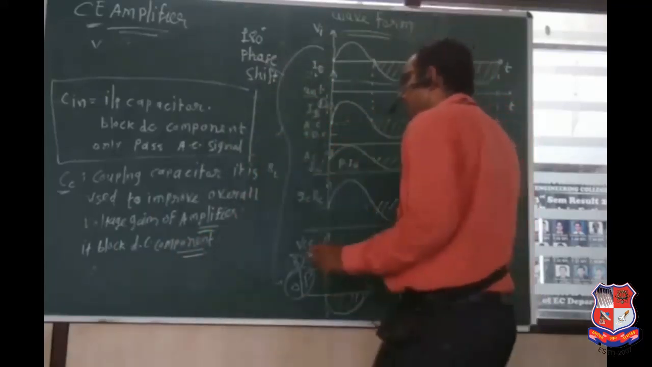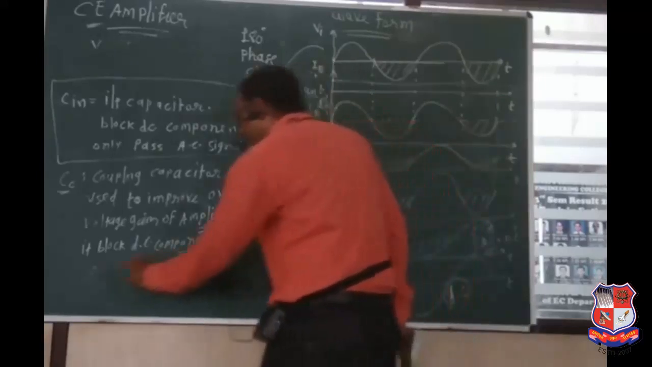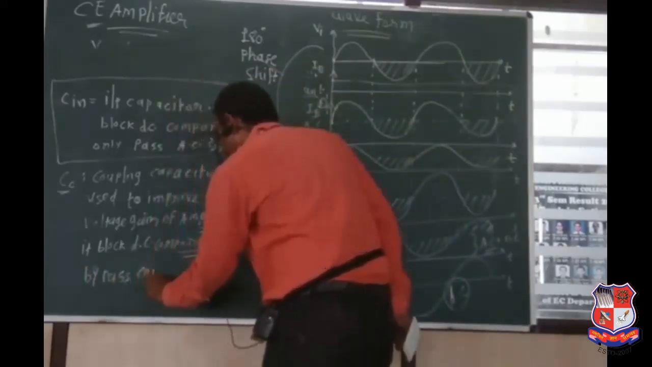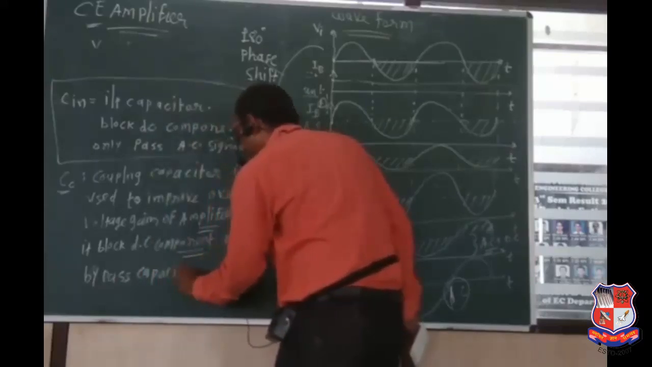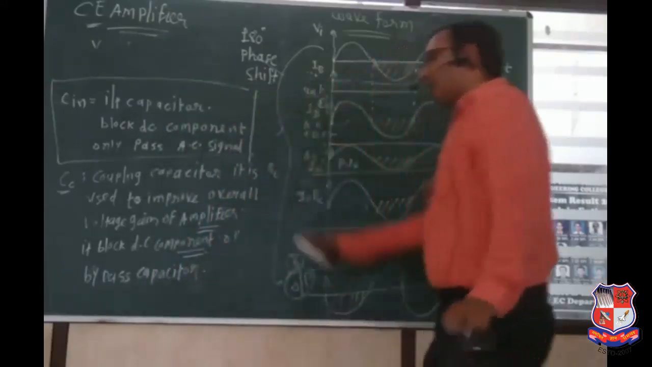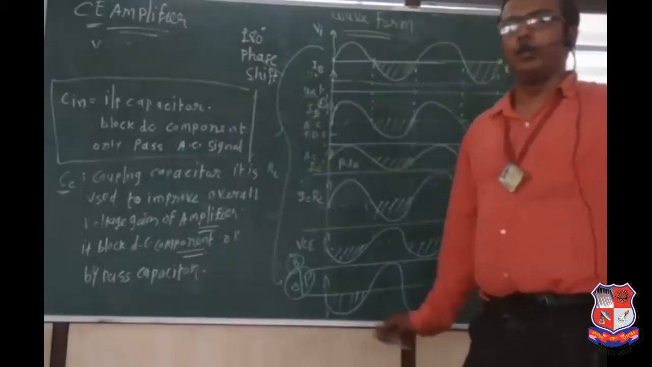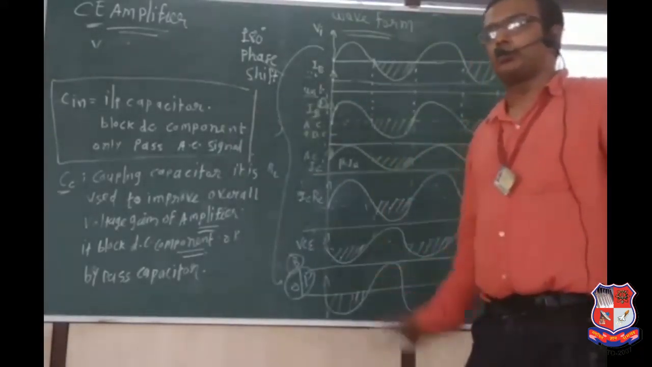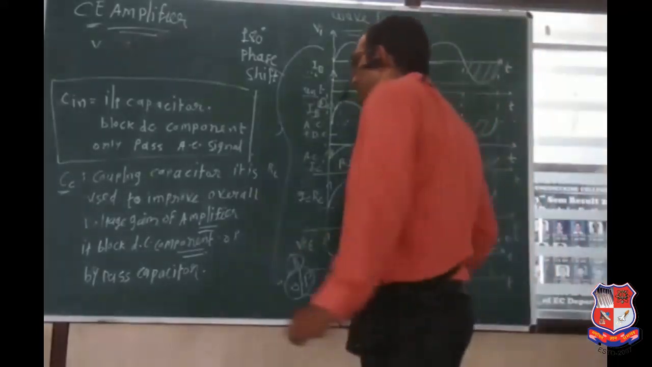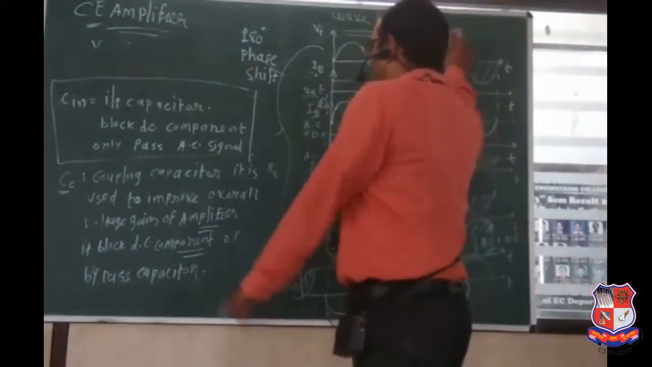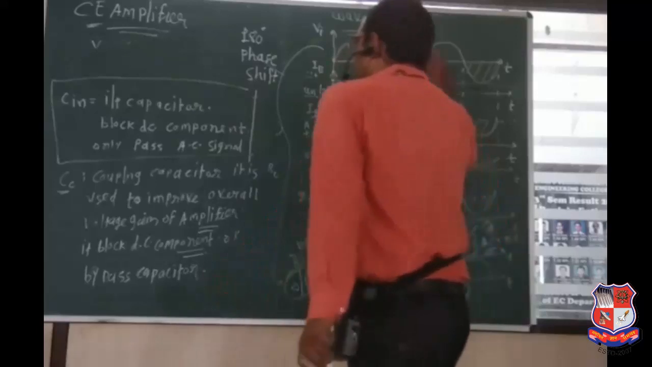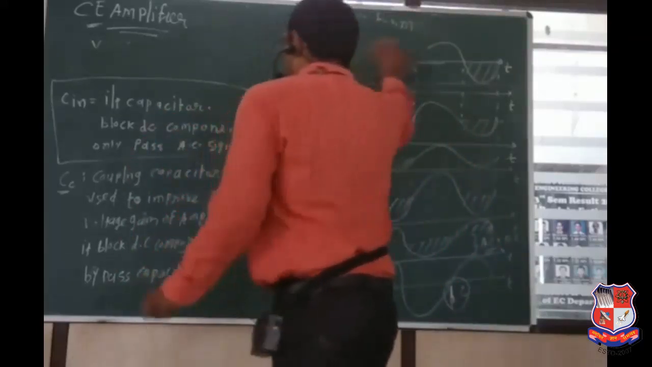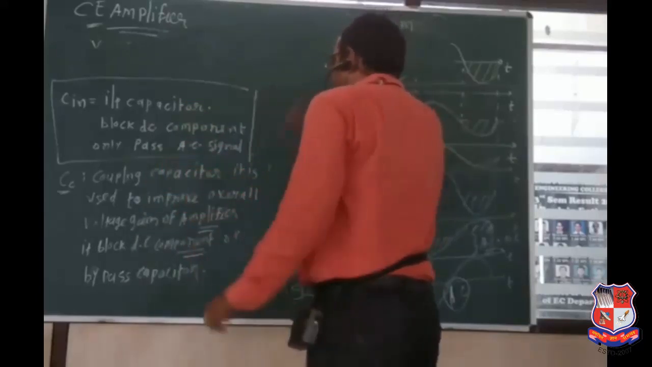It is the coupling capacitor, or we can say bypass capacitor. Why is it known as a bypass capacitor? It passes only the AC component and is put in parallel across the RE. So it is known as a coupling capacitor, or we can say bypass capacitor, input capacitor and output capacitor.